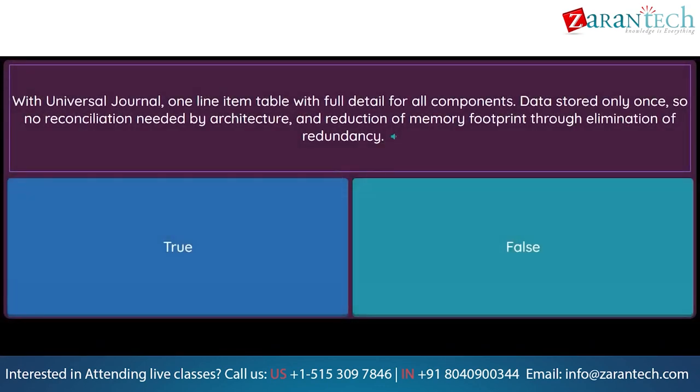Question: With Universal Journal, one line item table with full detail for all components. Data stored only once, so no reconciliation needed by architecture, and reduction of memory footprint through elimination of redundancy. Option 1: true. Option 2: false.